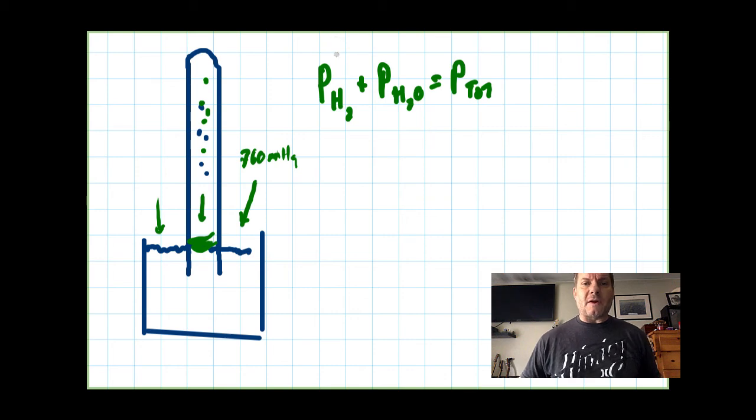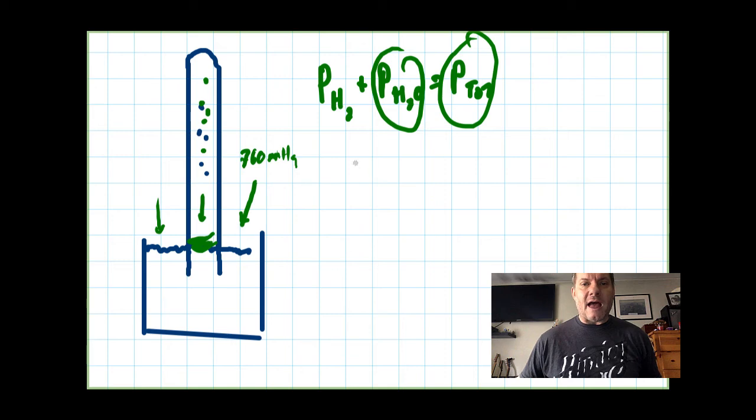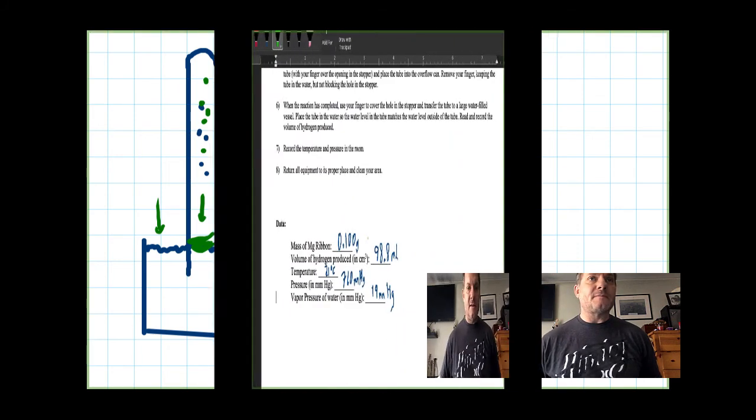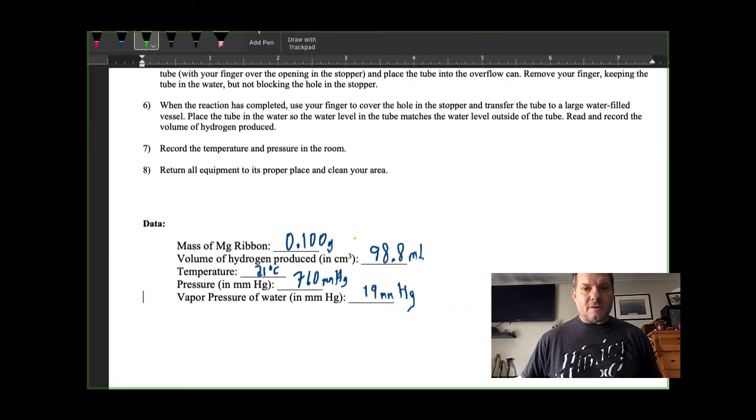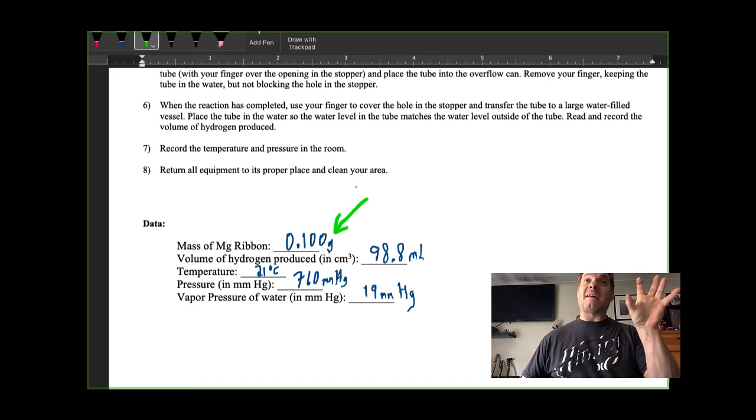So, we know the total pressure. We know the vapor pressure of the water. How do we find this? Ooh, tricky math question. So, very quickly, we know how many grams of magnesium reacted. If we can convert that to moles and a balanced equation for the magnesium reacting with the hydrochloric acid to form the hydrogen and magnesium chloride, we can easily convert that mass of magnesium to moles of hydrogen. A little stoichiometry.